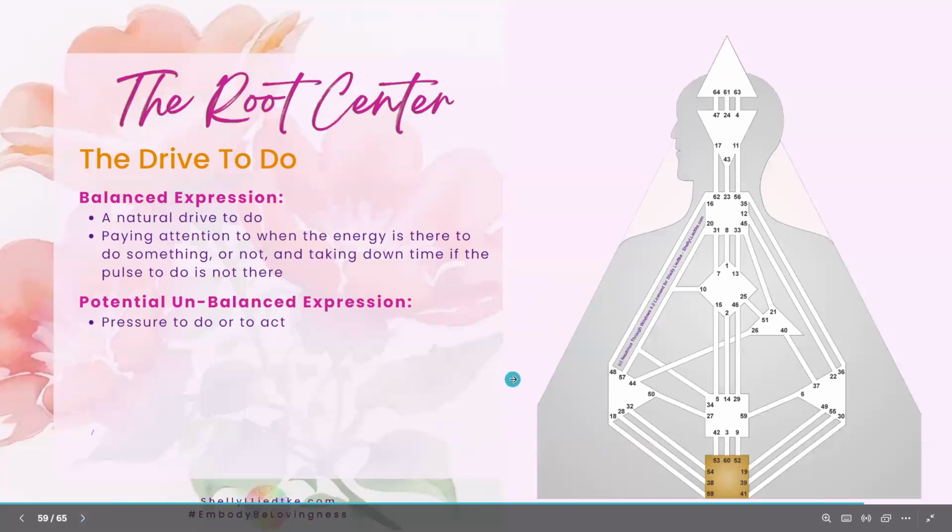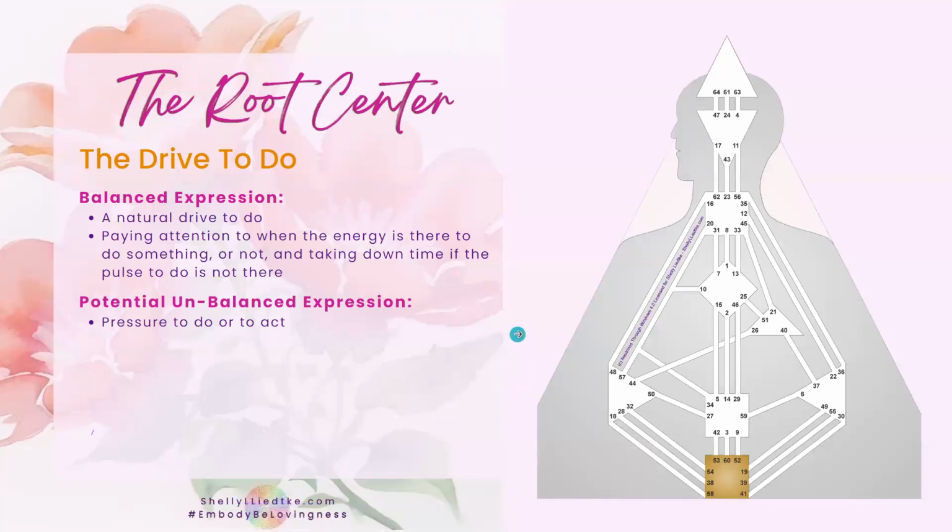Okay, so the last center here is the root center, and this is the drive to do. So this is a natural drive to do. You don't have to whip up energy or whatever, but when it's balanced, you're paying attention to when the energy is there to do something or not, and taking downtime, tea time, so to speak, if the pulse to do is just not there.